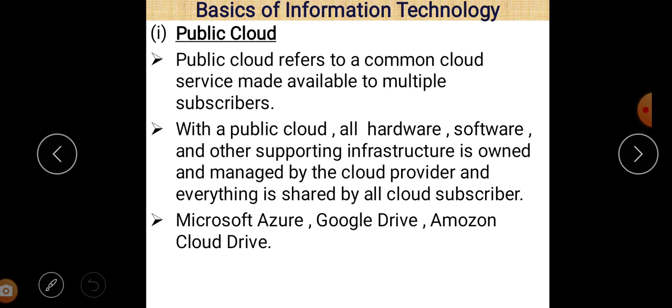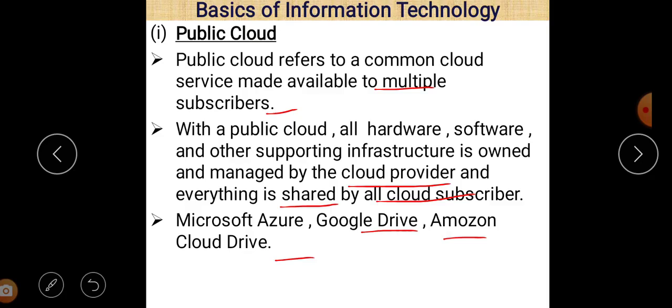First of all, public cloud. As the name suggests, public cloud. So public cloud refers to the common cloud service made available to multiple subscribers. And with a public cloud, all hardware, software, and supporting infrastructure is owned and managed by the cloud provider, and everything is shared by the cloud subscribers. Examples of public cloud are Microsoft Azure, Google Drive, Amazon Cloud Drive. So these are the examples of public cloud.